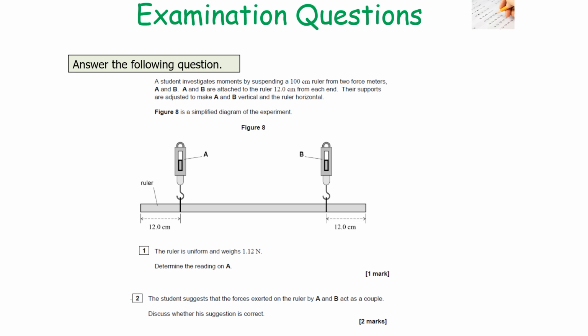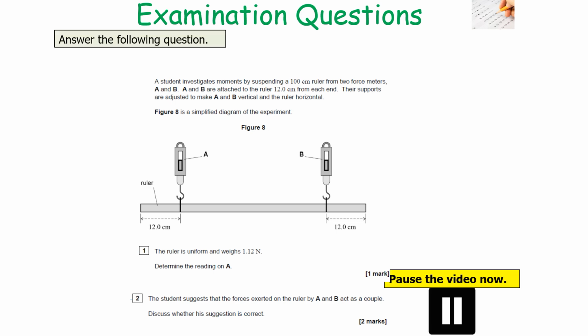A student investigates moments by suspending a 100cm ruler from two force meters A and B. A and B are attached to the ruler 12 centimeters from each end. Their supports are adjusted to make A and B vertical and the ruler horizontal. The ruler is uniform and weighs 1.12 newtons. Determine the reading on A. Then the student suggests that the force exerted on the ruler by A and B act as a couple. Suggest whether his suggestion is correct. Right, so pause the video now, then unpause the video when you want to go through your answer.